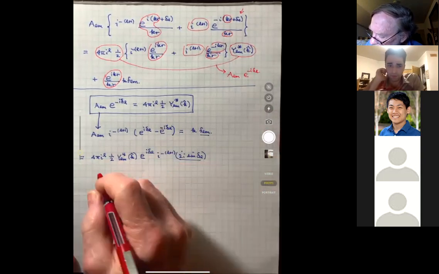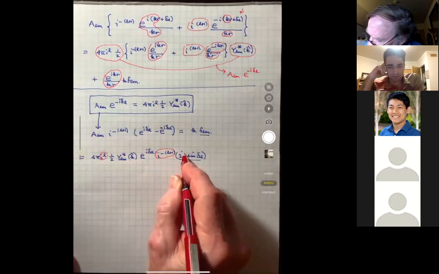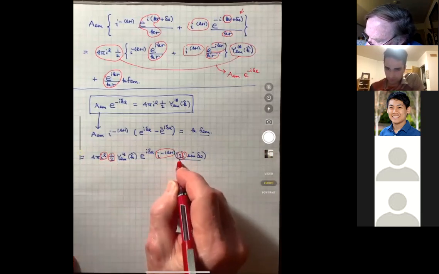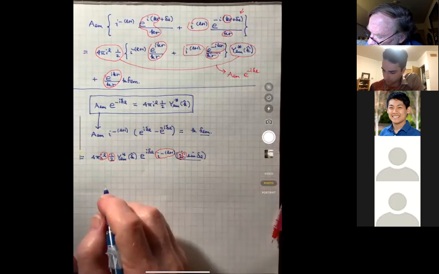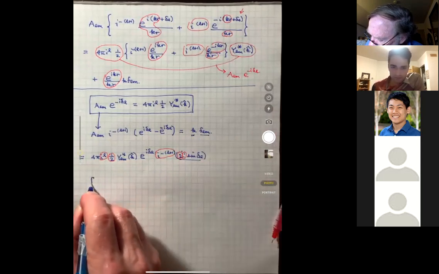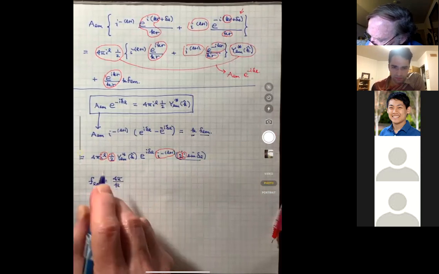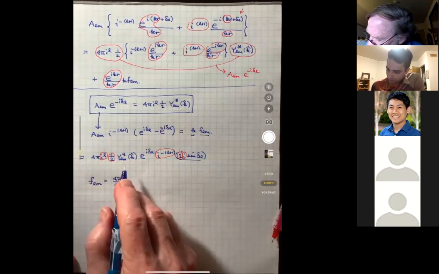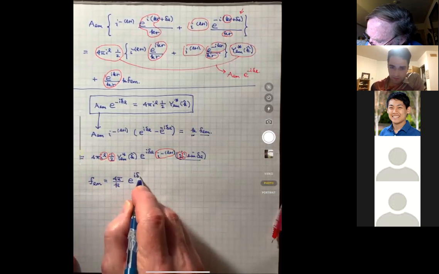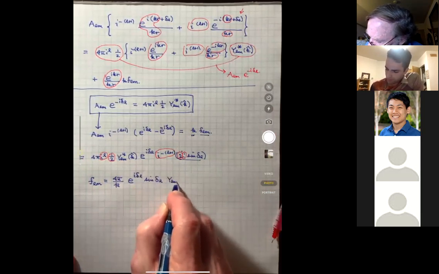Okay, so we can now clean this up. i to the L times i to the minus L plus 1 times i, they all cancel and give you 1. 1/2 times 2 gives you 1. And so we end up with the following, and then let me divide by the K here to solve for FLM. So what we get is FLM is equal to 4 pi over K. That's from this 4 pi here. Let me copy this: e to the i delta L times the sine of delta L times YLM star of K hat.